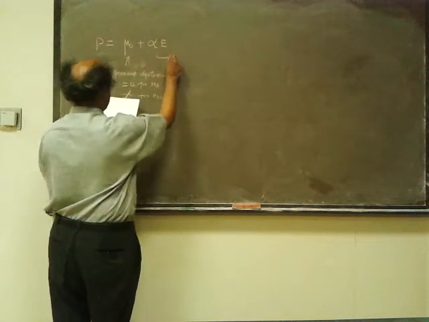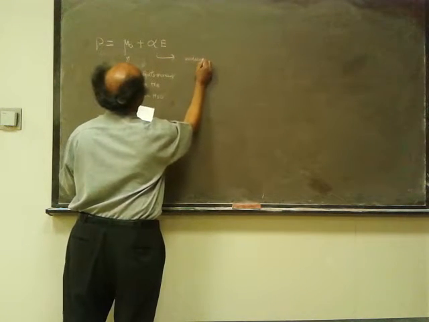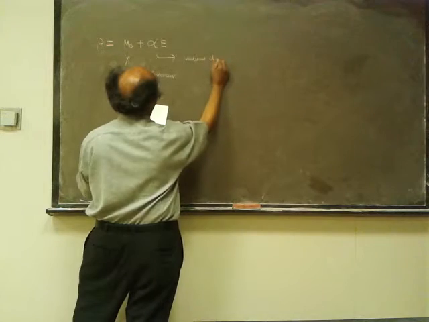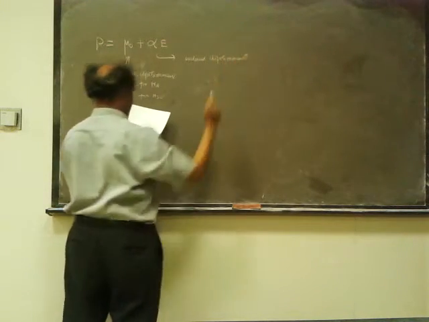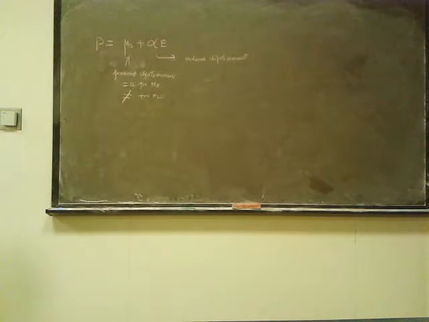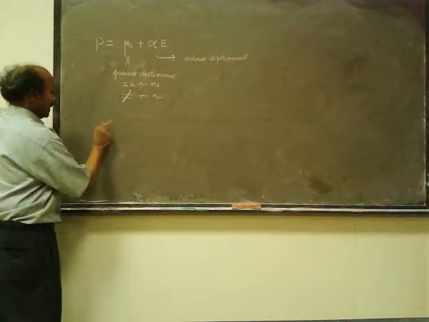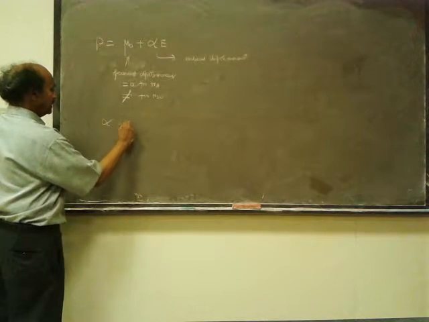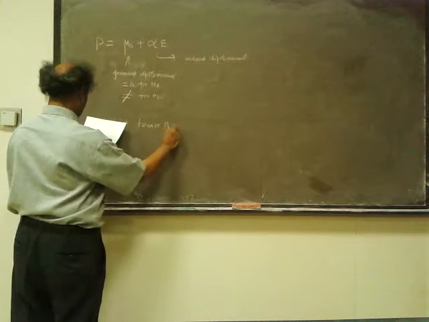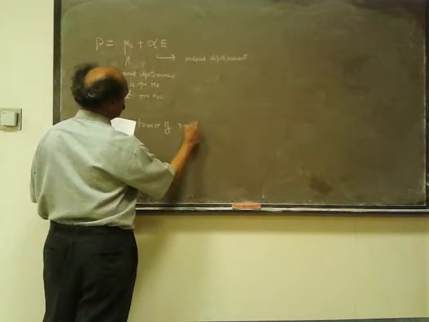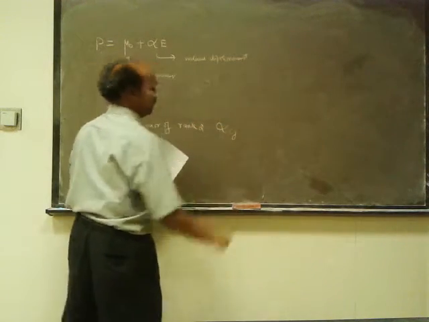And this is called polarizability or induced dipole moment. Next step, this alpha is a tensor of rank 2. So you must put it as alpha ij.